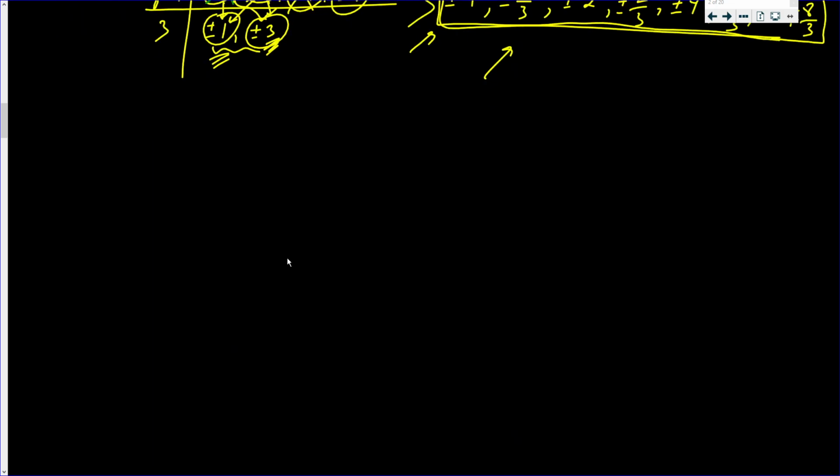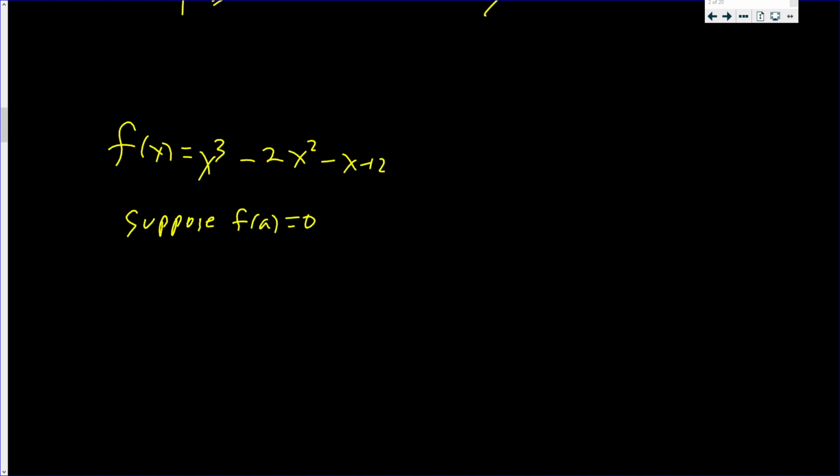Now, suppose we have this polynomial. Suppose f of x is x cubed minus 2x squared minus x plus 2. Now, suppose f of a equals 0.